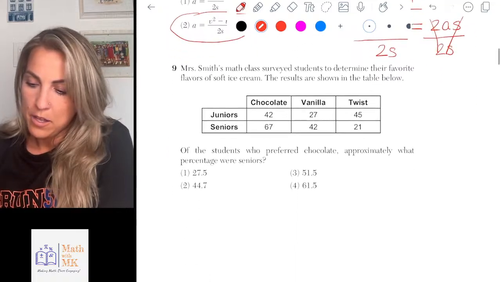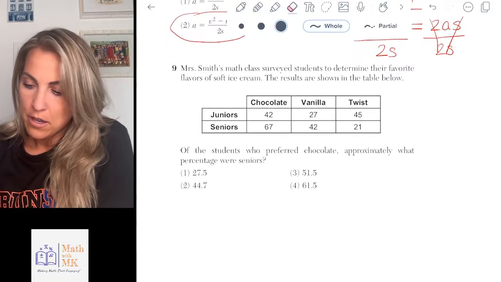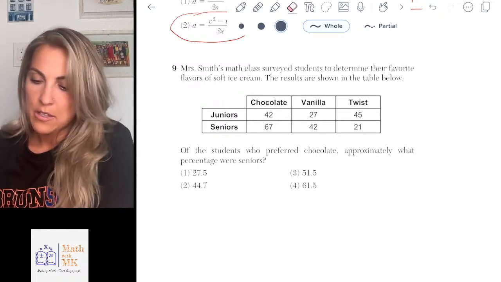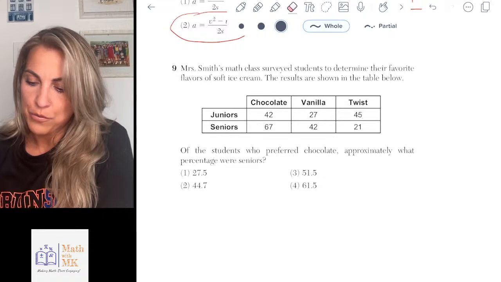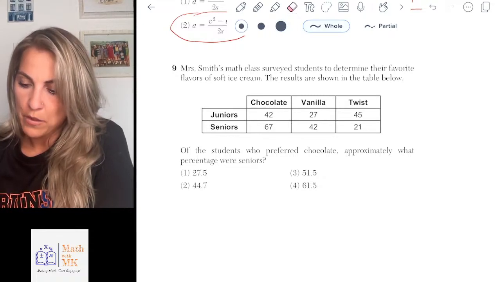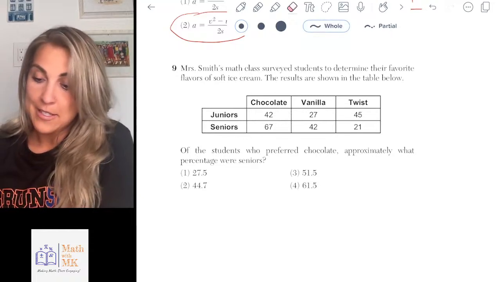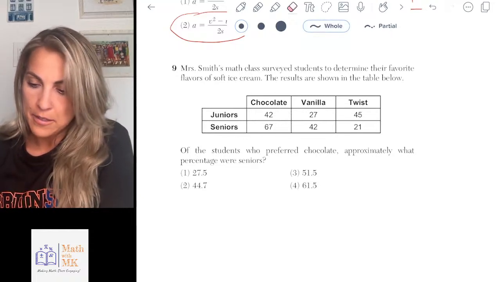Number 9. Let's clear this out again. All right, Mrs. Smith's math class surveyed students to determine their favorite flavors of soft ice cream. The results are shown in the table below. All right, so we've got a frequency table below. Remembering that these numbers in here are numbers, they are not percents.